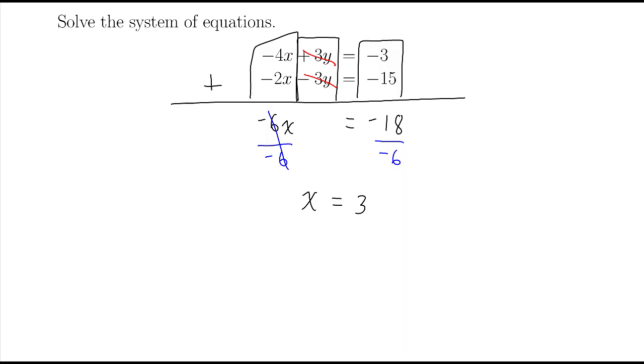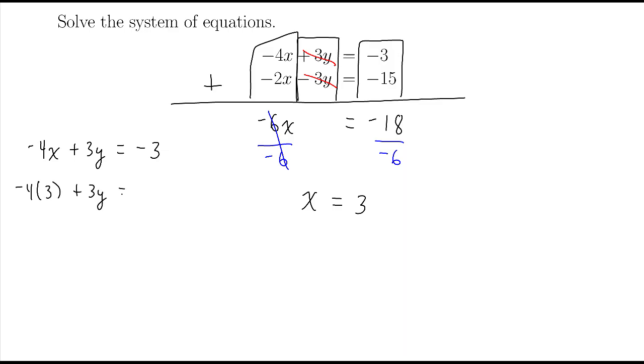Now, to find the y value, I'll just plug 3 in for x either in this equation or in this one here. Just pick one. I'm going to go with the top one. I like the fact that I'll be solving for y with a positive 3y. So let me rewrite the equation with less stuff in the way. So this is negative 4x plus 3y equals negative 3. And we just found that x equals 3, at least where these two lines intersect. So I will change x to 3.